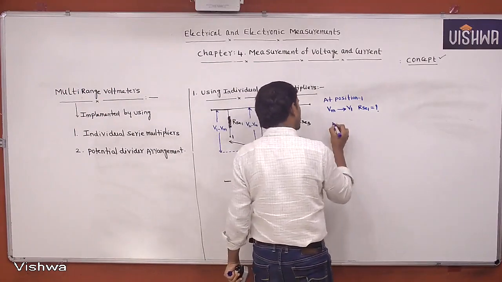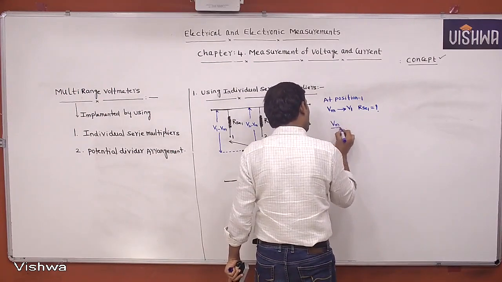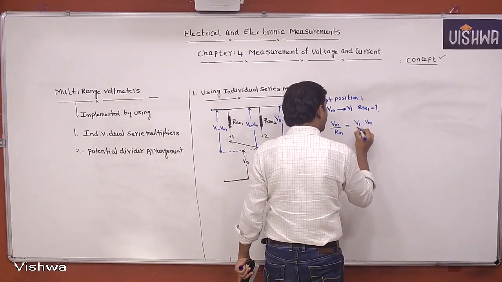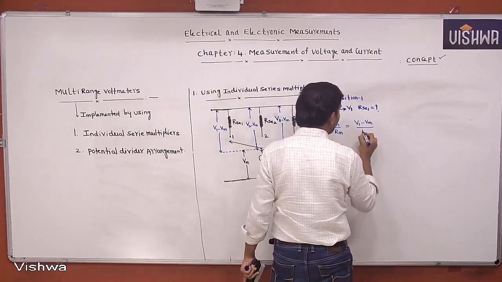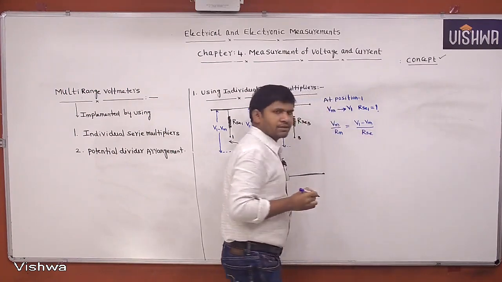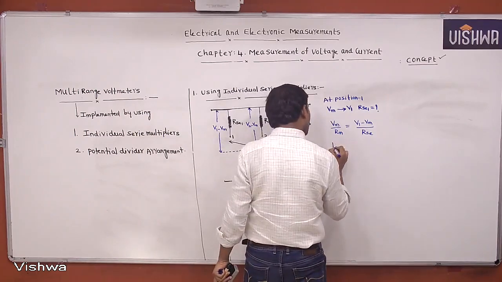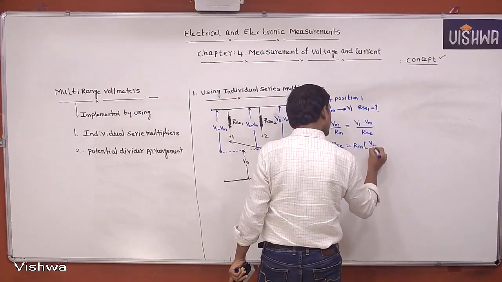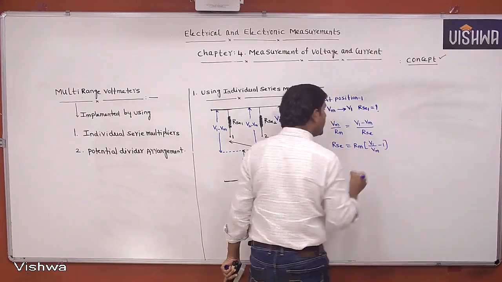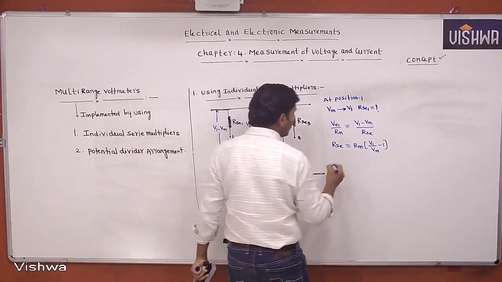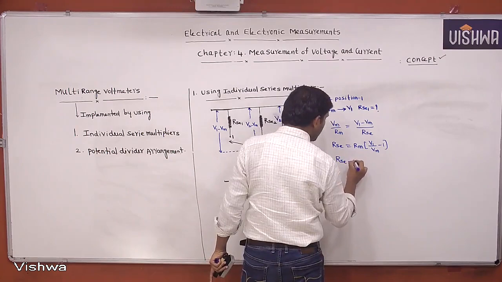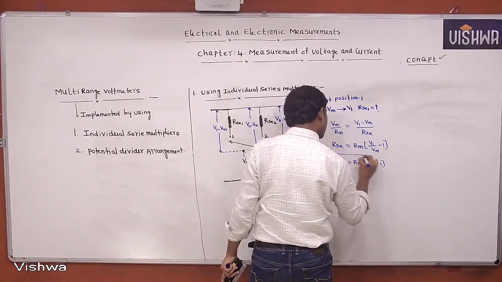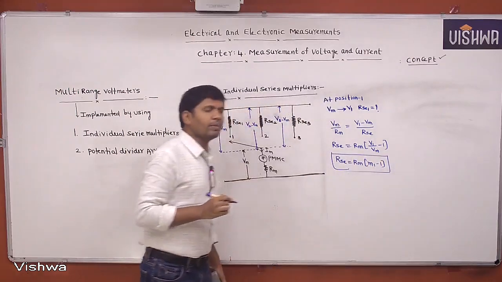That is Vm by Rm equal to V1 minus Vm by RSC1. Current remains constant. Then from this, what is RSC1 equal to? Rm into V1 by Vm minus 1. What is V1 by Vm? This is M1. Then RSC1 equals Rm into M1 minus 1.